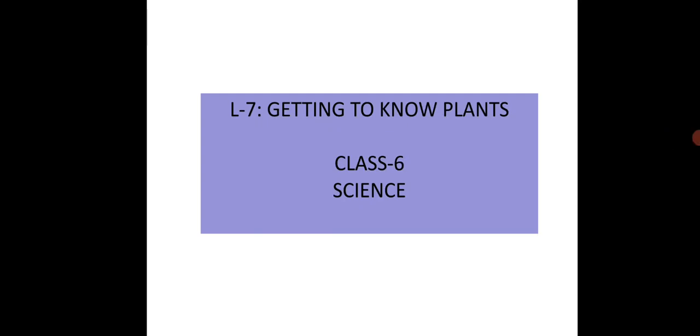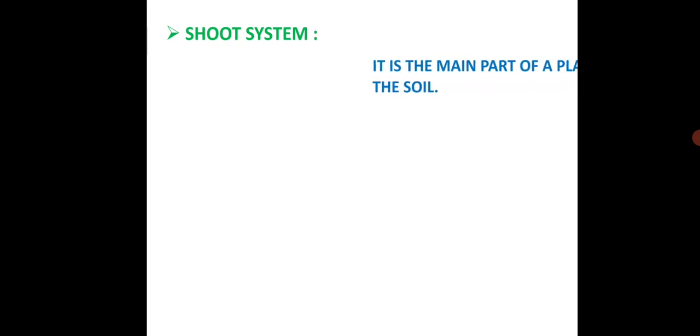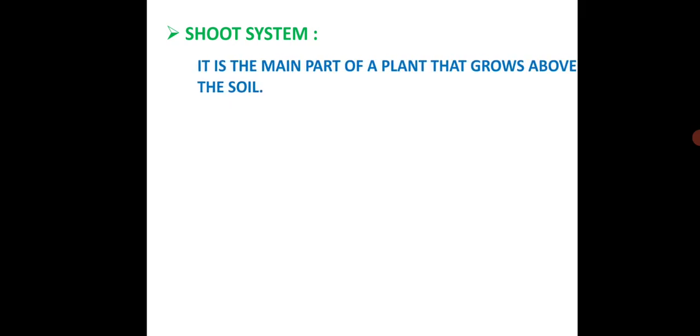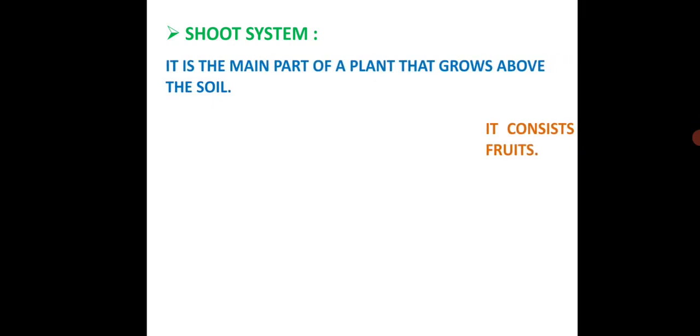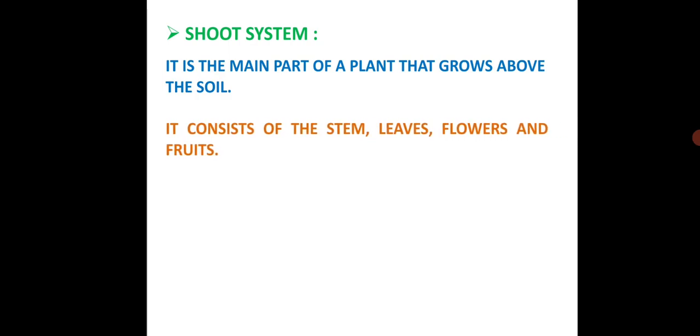Let's begin the new topic, shoot system, from lesson 7, Getting to Know Plants. Shoot system. It is the main part of the plant that grows above the soil. It consists of the stem, leaves, flowers, and fruits.